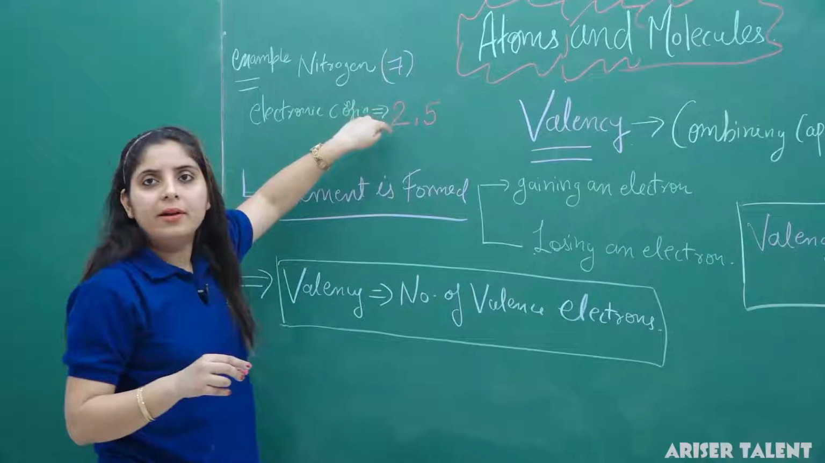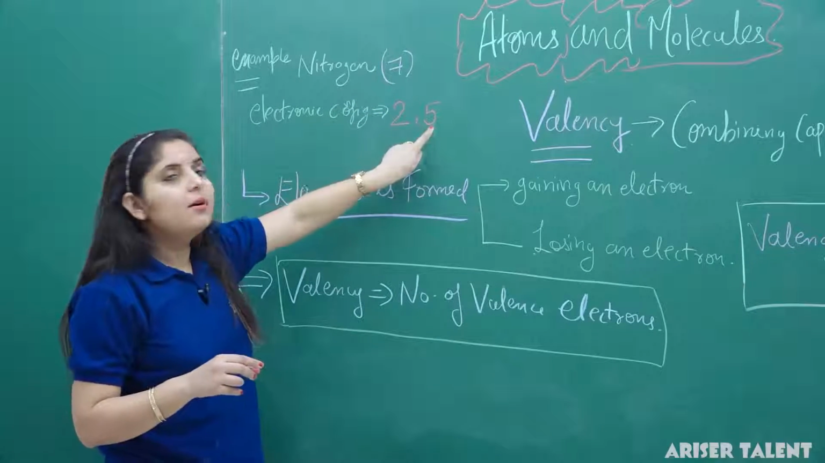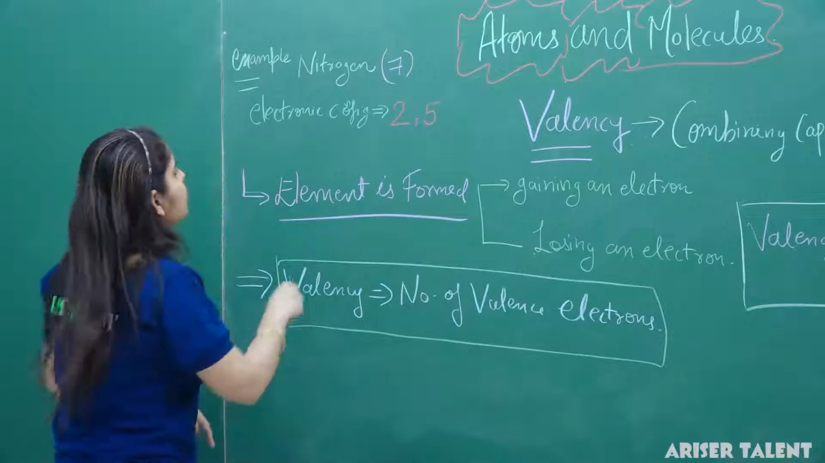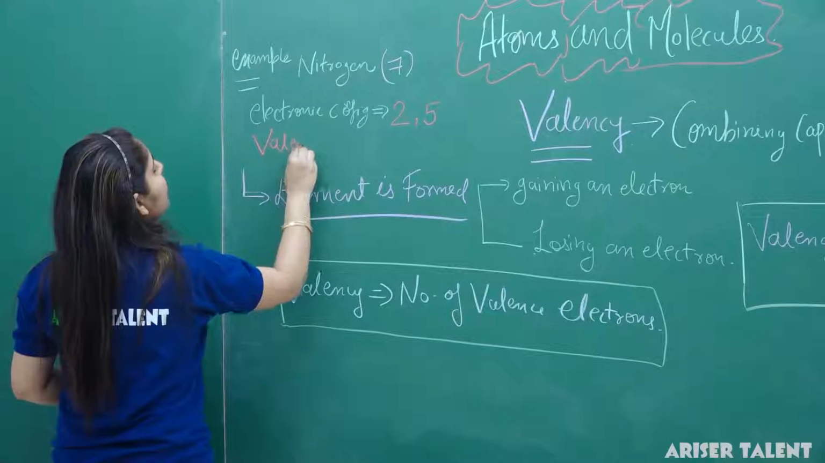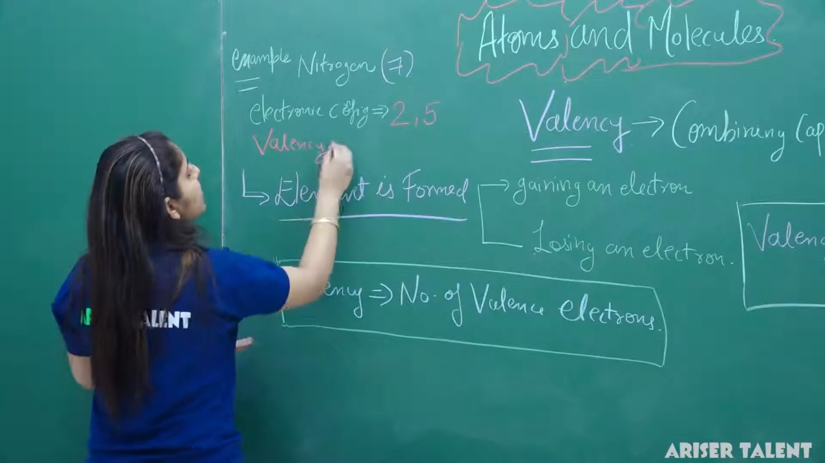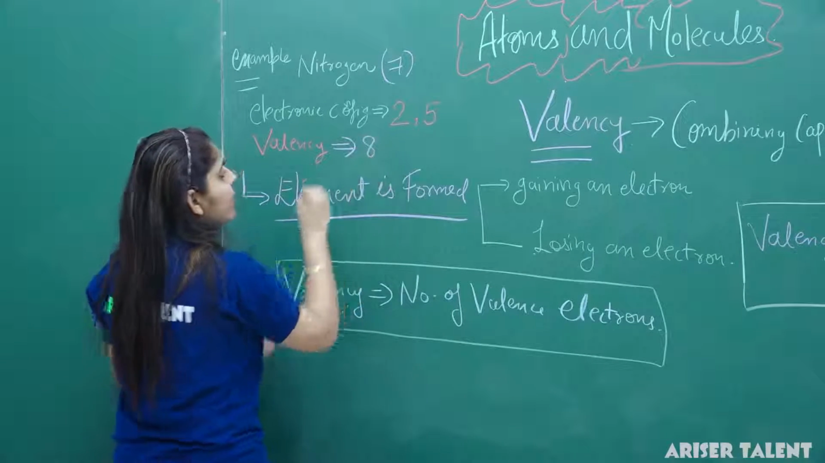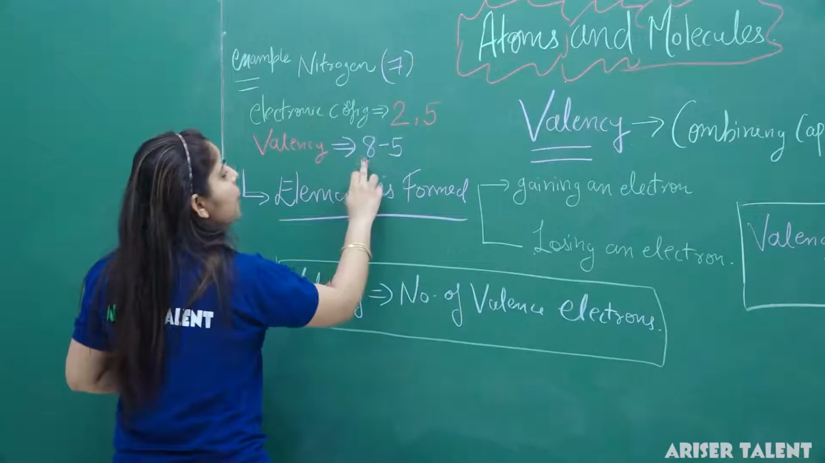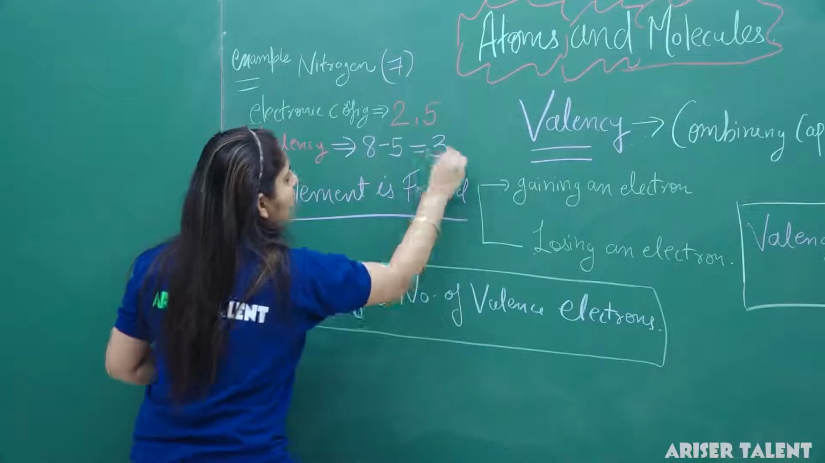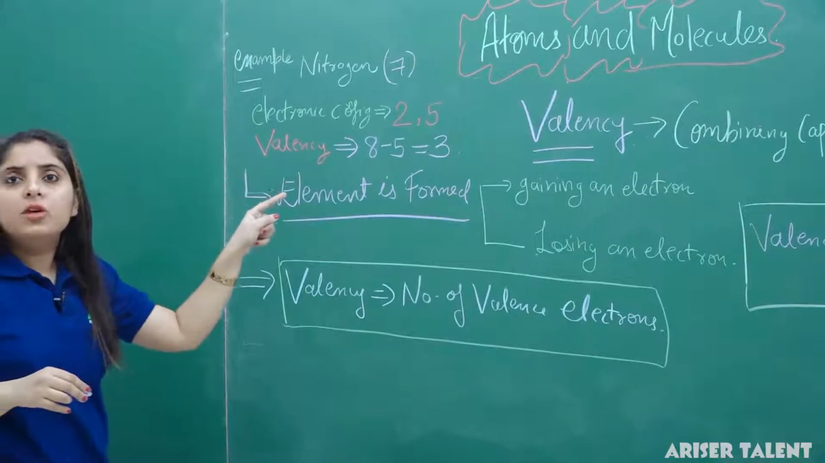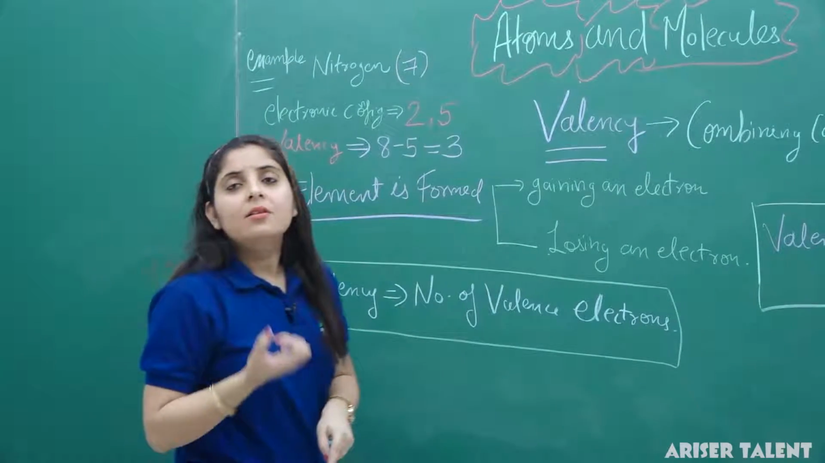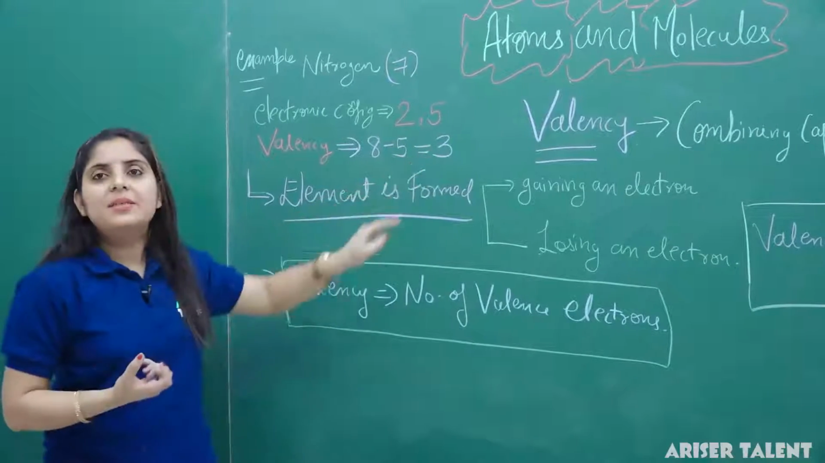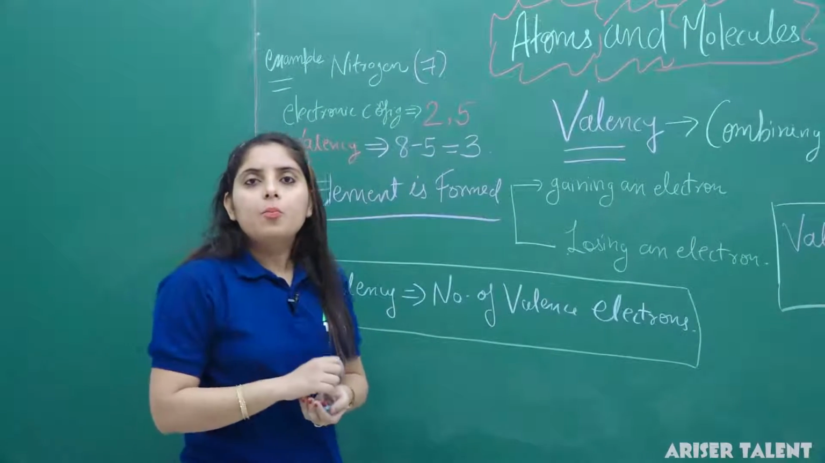Its duplet is already complete, but for completing the octet in the outermost shell, we need 8 electrons. So, the valency can be calculated as 8, needed to complete the octet, minus 5 electrons in its outermost shell. So, 8 minus 5, I will get 3. So, the valency for nitrogen will be 3. It means it needs 3 electrons to complete its octet. So, valency is the combining capacity of any element or group of atoms.